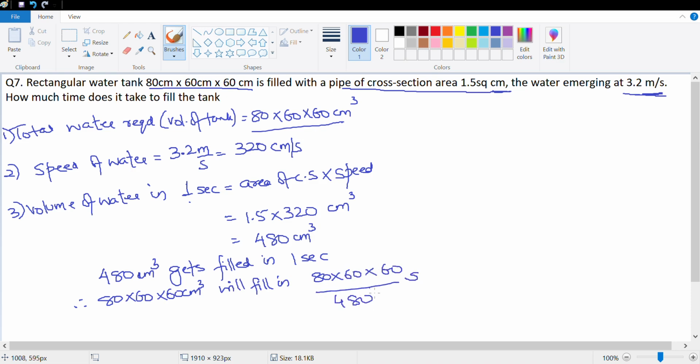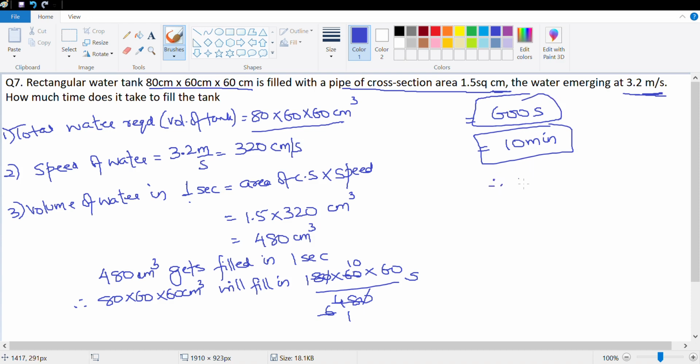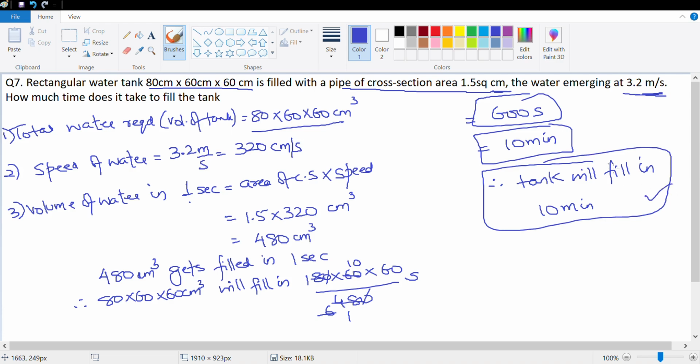480 seconds. Zero goes, zero goes, 8 into 1 is 8, 6 into 6, 6 into 1 is 6, 10. This is 600 seconds, which is also 10 minutes. So that's the final answer. Therefore, the tank will fill in 10 minutes. Done. Let's look at the next question.